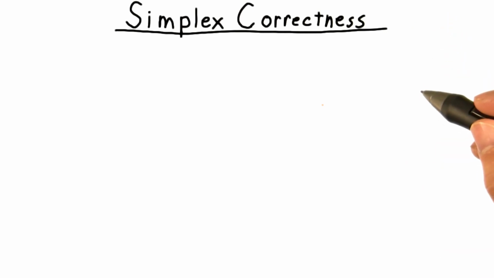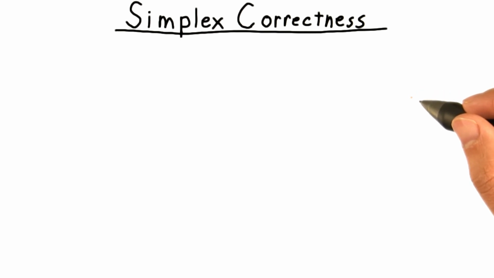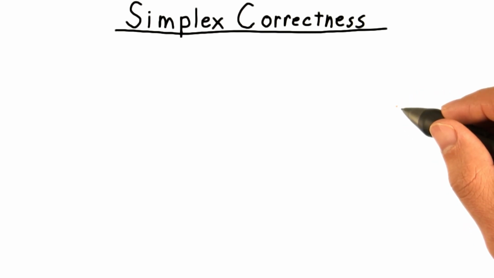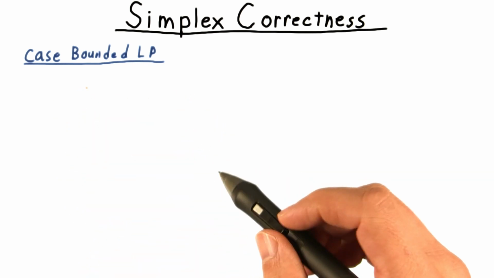Now we will argue that the simplex algorithm is correct, giving us a basic feasible solution for bounded linear programs and reporting that unbounded ones are unbounded. Let's consider the bounded case first.